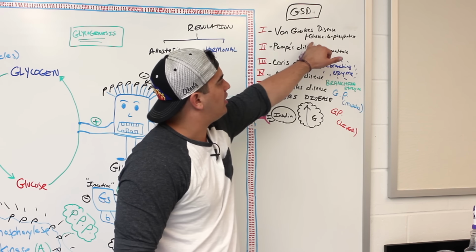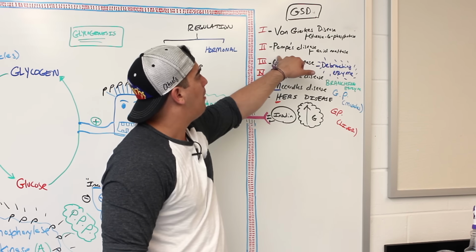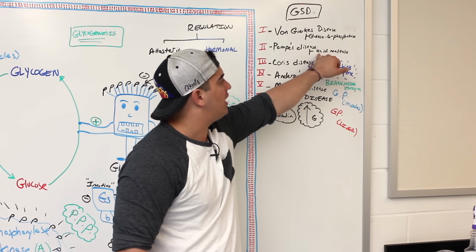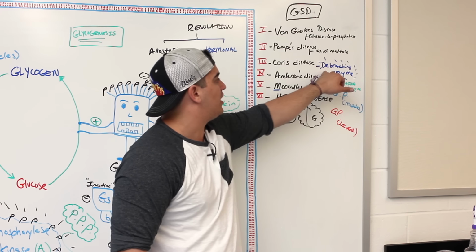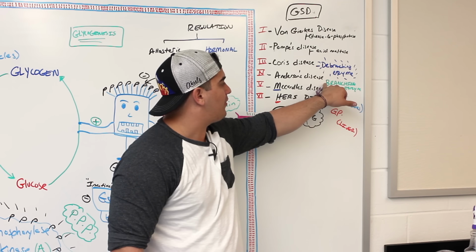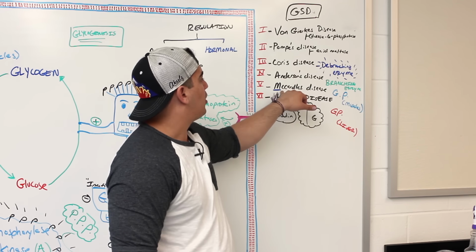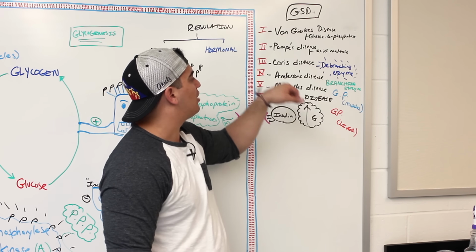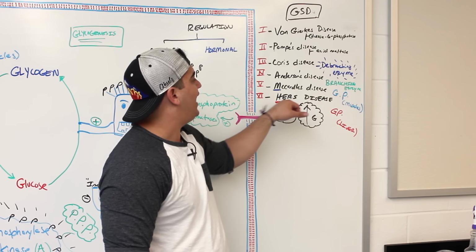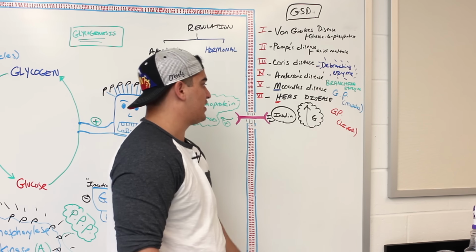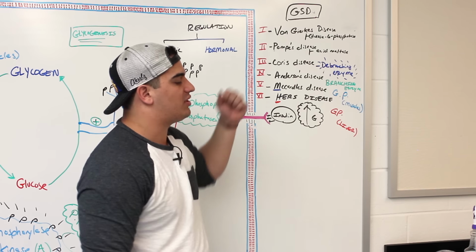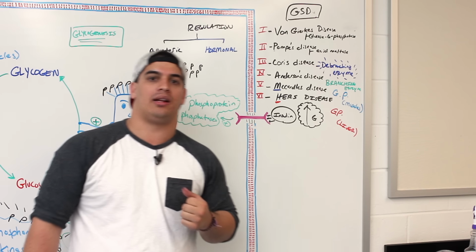So again, von Gierke's is the deficiency in glucose 6-phosphatase. Pompe's is the deficiency in acid maltase. Cori's disease is, remember, C, what comes after that? D, debranching enzyme. Anderson's is, what comes after A? B, branching enzyme. McArdle's, remember the M is for muscle glycogen phosphorylase. And then H for Hers' disease, remember that's hepatic or liver, the liver glycogen phosphorylase. Any deficiency in these enzymes can cause significant catastrophic effects on the body.